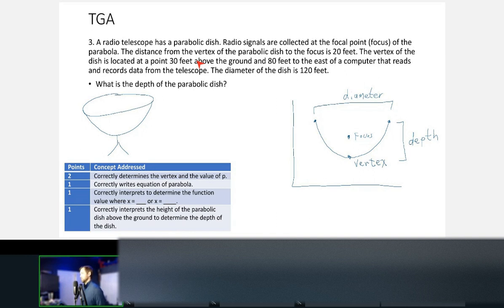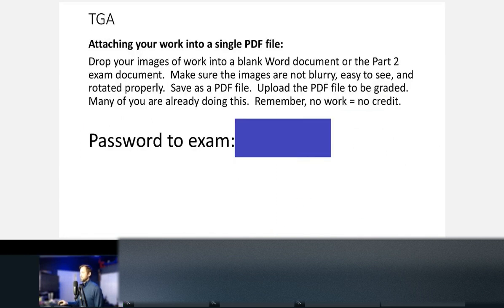And draw pictures. And by the way, on your TGA, I want to see handwritten stuff. I do not want to see anything typed out. So 1, 2, and 3, do not type your work out. I want to see handwritten work. I want to see your flow of thinking of what you're doing.